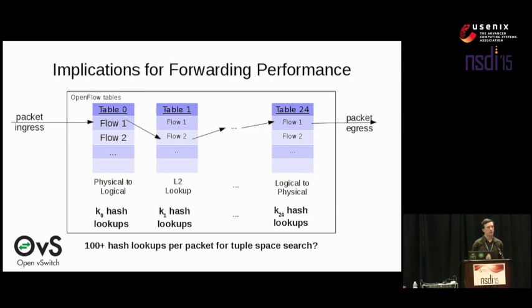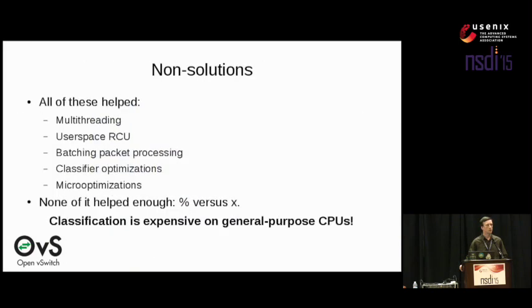We added multi-threading to user space. The Open vSwitch kernel module has always been multi-core and multi-threaded. We even implemented some fairly advanced forms of synchronization for user space, including a user space read copy update library. We added some fairly aggressive batching of packet forwarding. We optimized our classifiers in a couple of ways, and the paper talks about those. And we did several micro-optimizations throughout the switch.